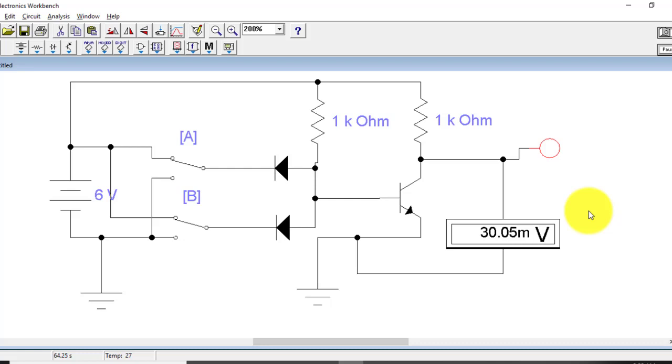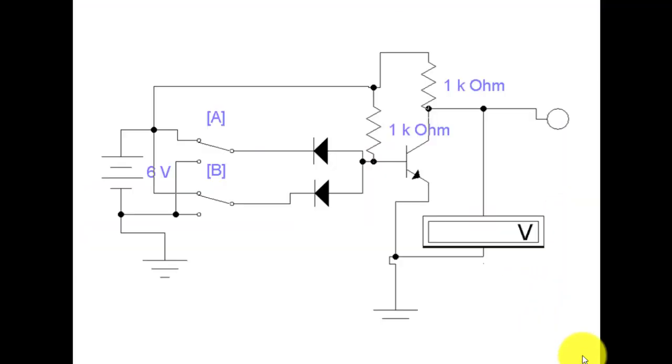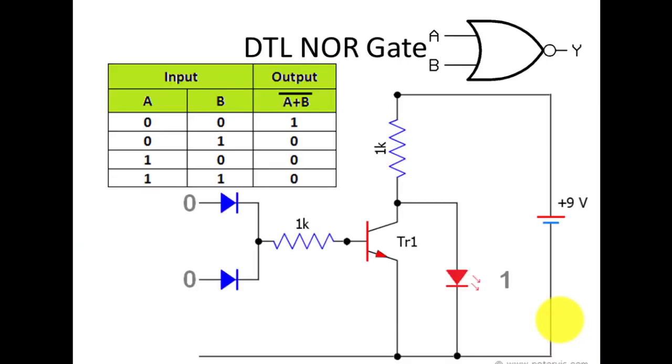Similarly, we can construct the logic NOR gate. So let's see how we'll proceed for the logic NOR gate. So you can see the circuit diagram of the logic NOR gate, in which we shall use 2 diodes and then a resistor.